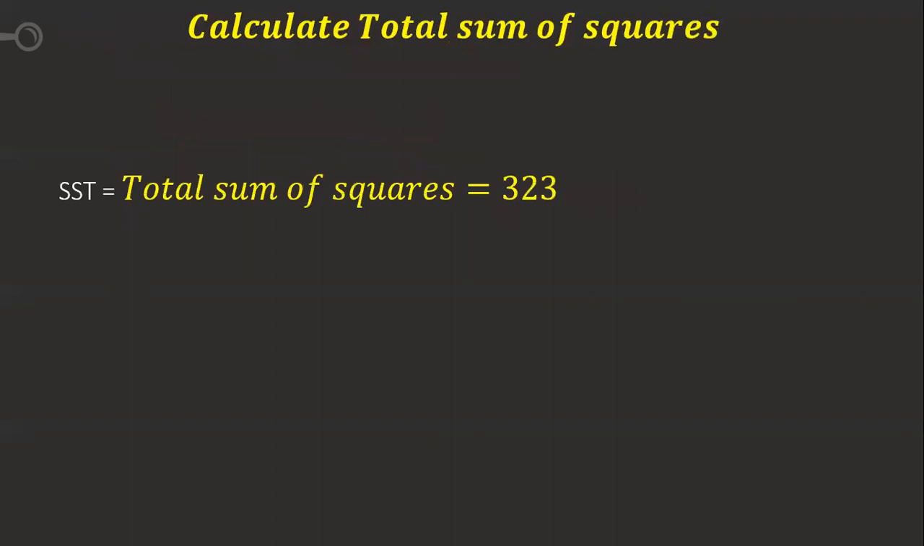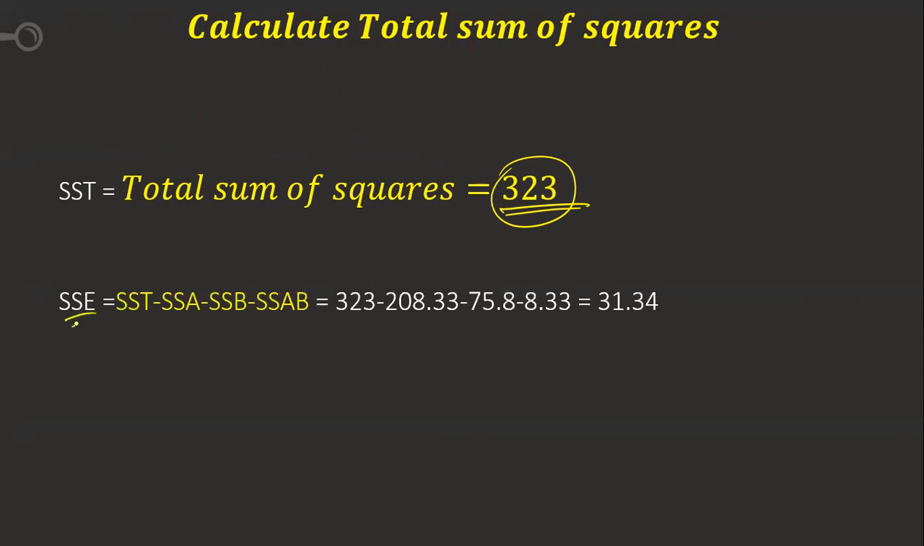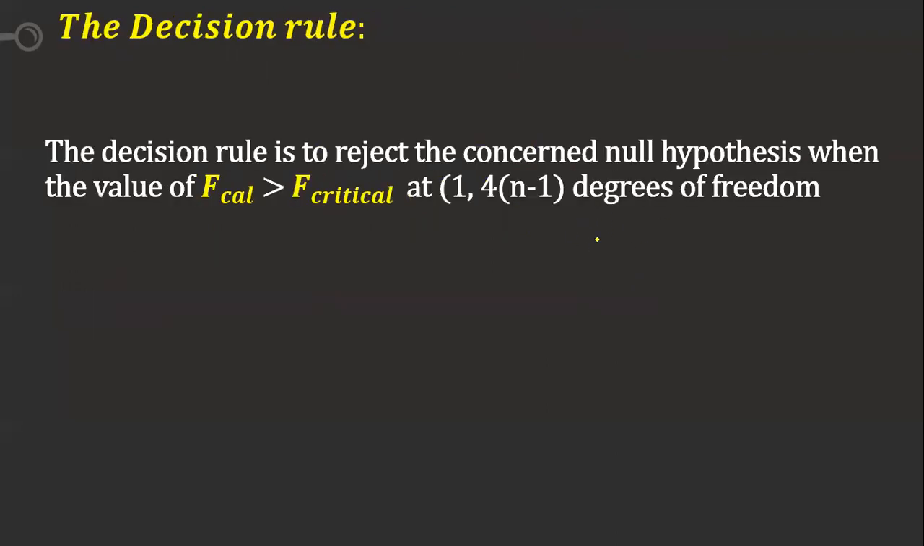Now total sum of squares, as you know, it is nothing but the SST. It will be calculated using the tabular column. This I'm going to show in the next slide. 323. Then this SSE, just from total, this is 323, right? I'm subtracting SSA, SSB, SSAB. Then I'll get 31.34. These values I am posting in an ANOVA table here.